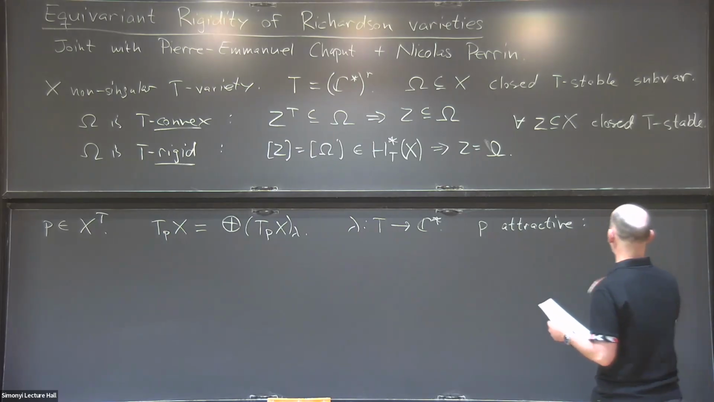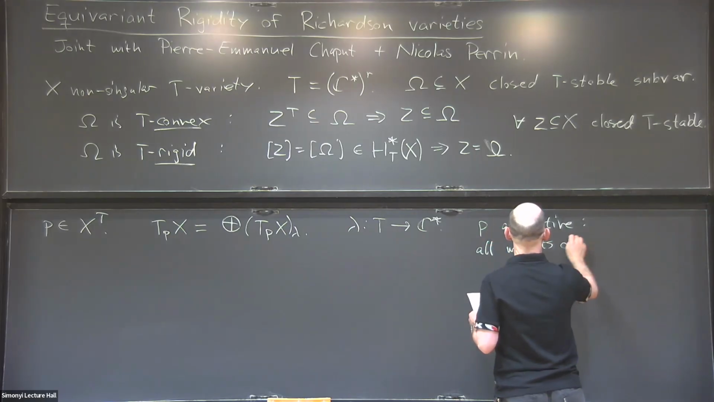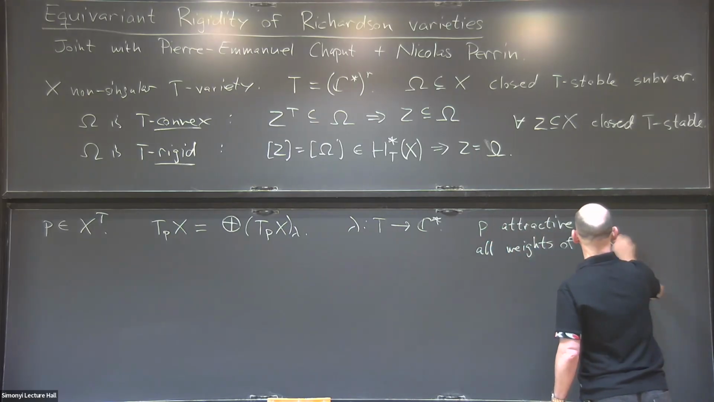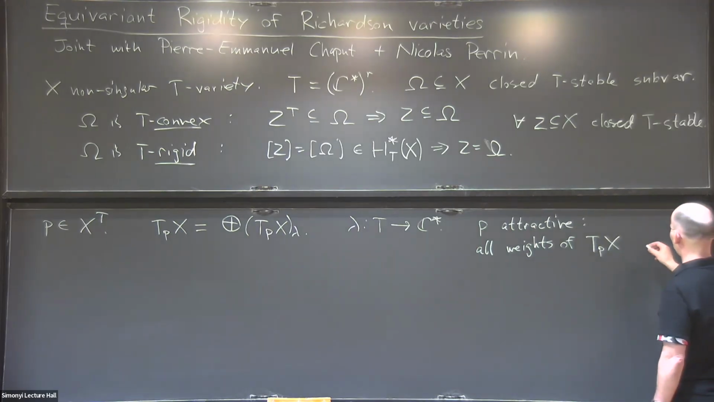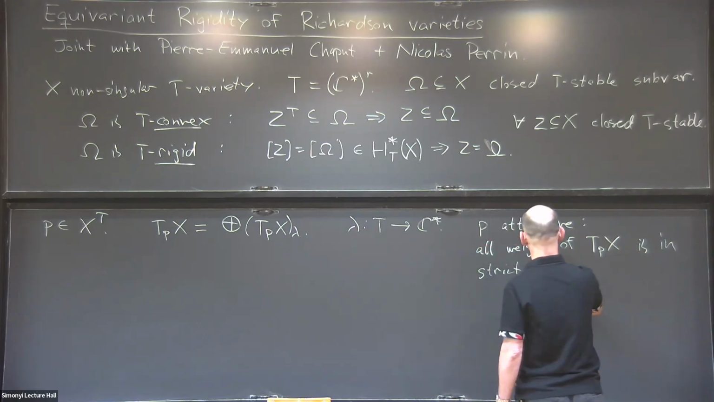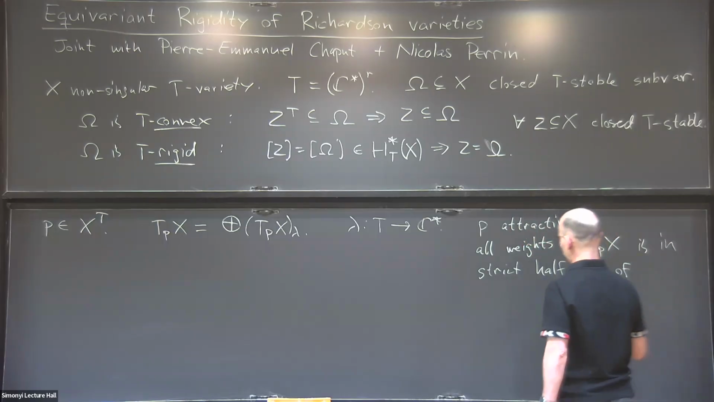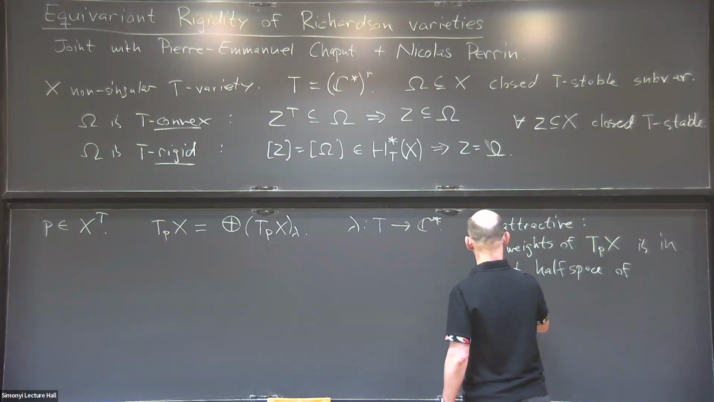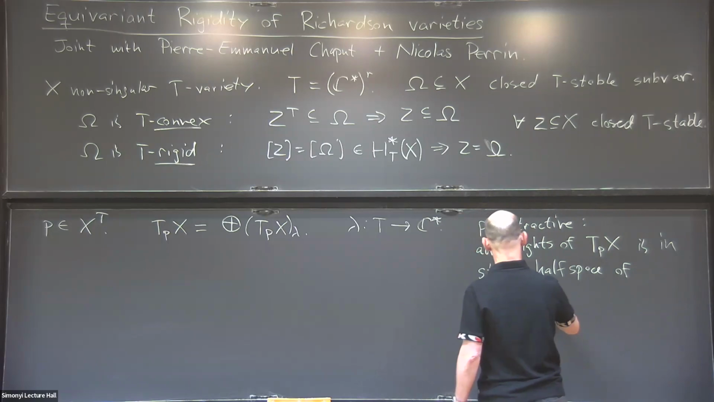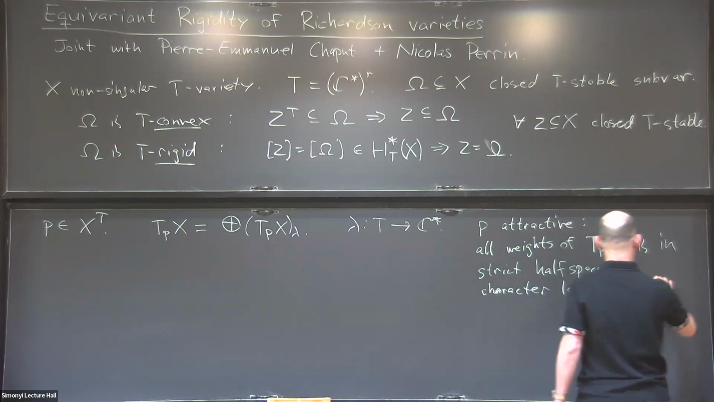So it is attractive if all weights of the tangent space are in some strict half space of the character lattice of T.